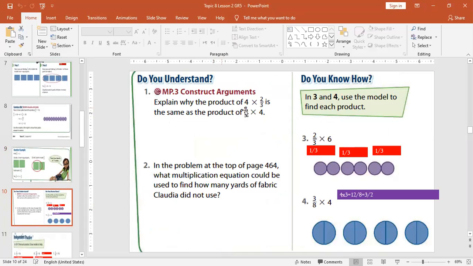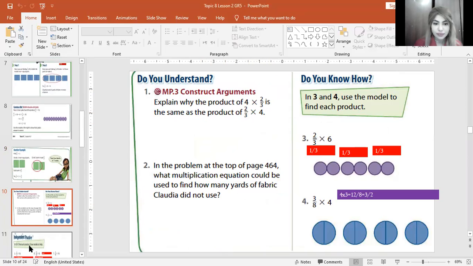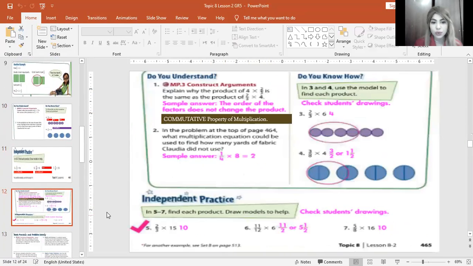He's telling me, explain why the product of 4 multiplied 2/3 is the same as the product of 2/3 multiplied 4. As I told you in the session, 2 multiplied 3 equals 6, 3 multiplied 2 equals 6. So this is called what? This is called the commutative property of multiplication. It is the same like the commutative property of addition. 3 plus 2 equals 5, 2 plus 3 equals 5. The same as 3 multiplied 2 equals 6, 2 multiplied 3 equals 6.